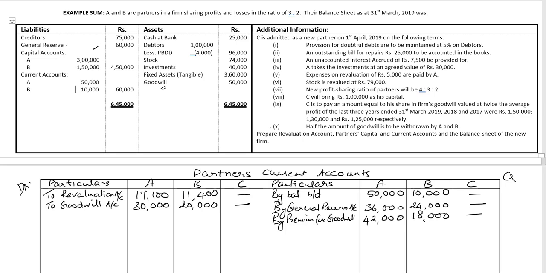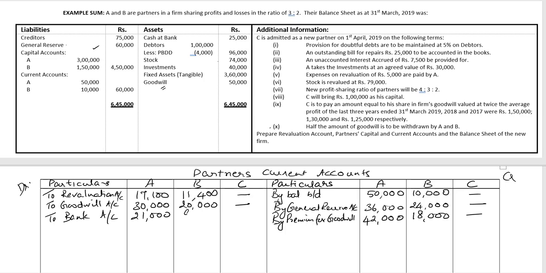Now the 10th point tells us that half of the amount of goodwill is withdrawn. So let's withdraw half the premium of goodwill to bank account. 21,000 against partner A and 9,000 rupees against partner B.